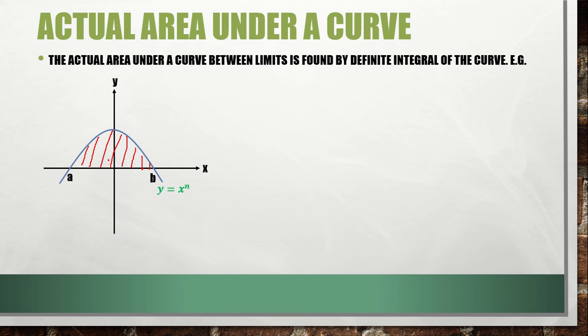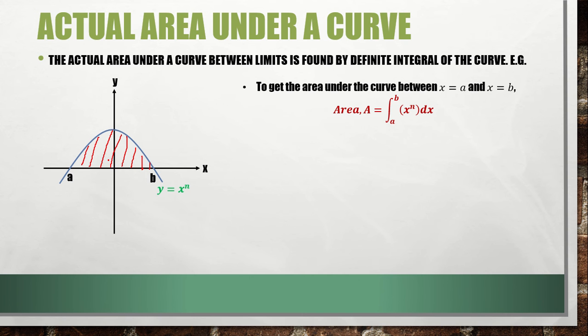So how do you calculate that area? We have learned how to calculate area using the mid-ordinate rule and the trapezoidal rule. You also know the counting technique. But in this case, I would like us to learn how to use integration. To get the area under the curve between the limits point A and point B, or between the lines x equals A and x equals B, you'll have that particular formula. You integrate between those two limits, where A is our lower limit and B is our upper limit.